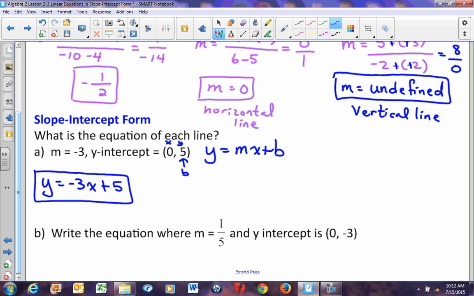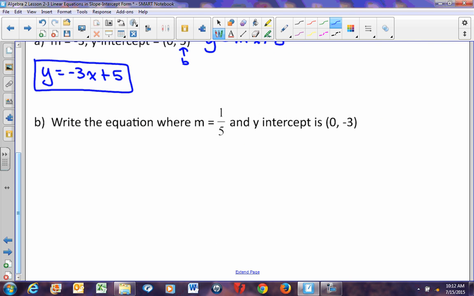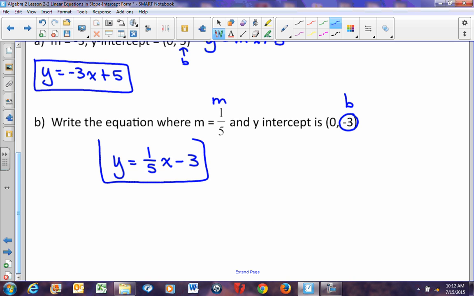For the next one, write the equation where m is 1/5 and the y-intercept is (0, -3). Again, same thing. This is my b value right here. This is my m value right there. So y equals mx, 1/5 x, plus b. So plus a negative 3 is just minus 3. So there's the equation there.